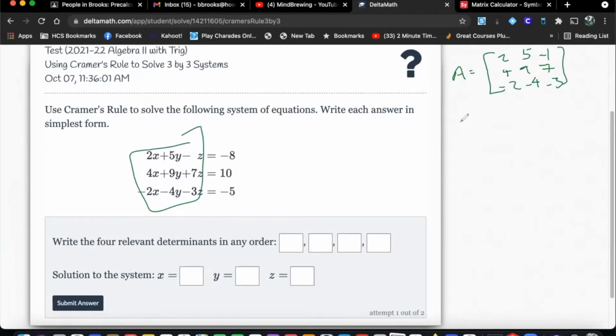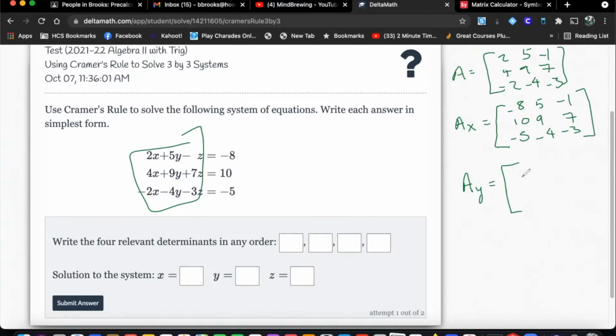Then the matrix I'm going to call A in terms of X. This is where we switch the X column with the target. So we're going to do -8, 10, -5, 5, 9, -4, -1, 7, -3.